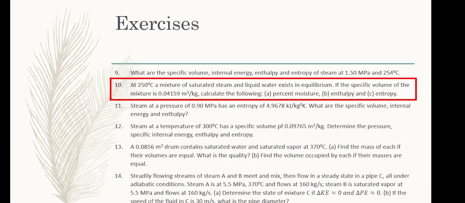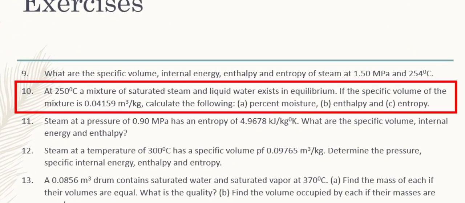Exercise number 10. At 250 degrees Celsius, a mixture of saturated steam and liquid water exists in equilibrium. If the specific volume of the mixture is 0.04159 meter cubed per kilogram, calculate the following. Letter A, percent moisture, letter B, enthalpy and letter C, entropy. The problem stated that the state of the steam is wet mixture. To be sure, you can still check the state of steam by checking the saturated volume at 250 degrees Celsius.